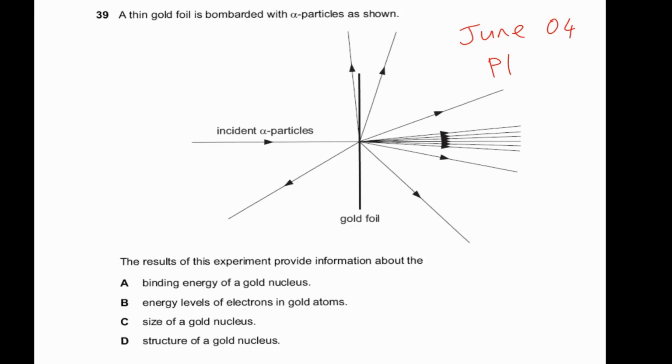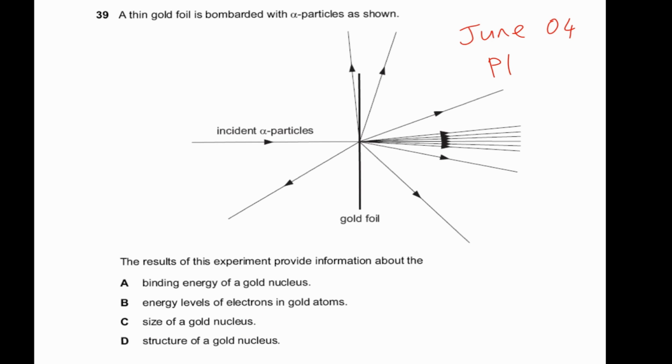Now, if you are talking about Rutherford's alpha particle scattering experiment, what will the results of the experiment provide information about? Of the four answers, you can safely eliminate binding energy, because you haven't learned about that one. You will learn about it in A2. Energy levels of electrons are also not in your AS syllabus. So it's basically between size or the structure of a gold nucleus.